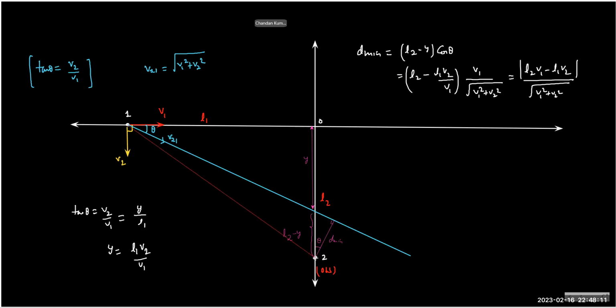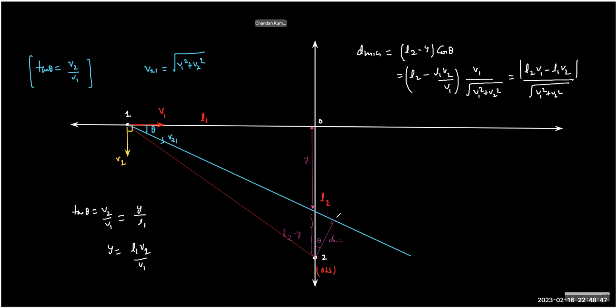For time, how will you get that answer? Sir, then the point where the D minimum intersects the blue color line, that triangle is a right angle. So it would be mod of under root V1 square plus V2 square into T, whole square, plus D minimum square is equal to L1 square plus L2 square. Correct. Very good. Excellent. It's really something new.